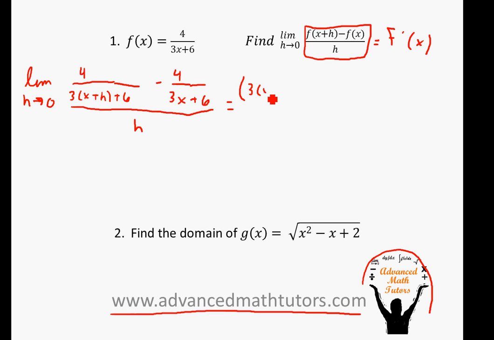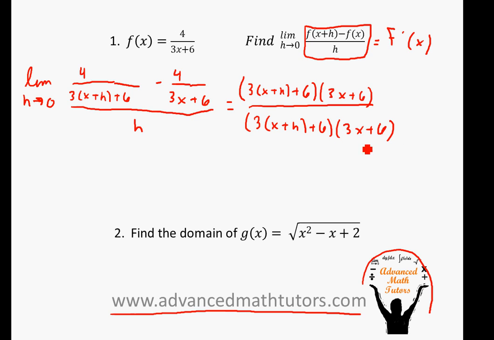So now we need to multiply by the common denominator, which is 3x plus h plus 6 times 3x plus 6. All of that's going to be over the same exact thing, because you can only multiply by the same thing on top and bottom. Otherwise, you change what the fraction equals. And what that is going to give us, the limit is still out front, remember him. He's our friend.